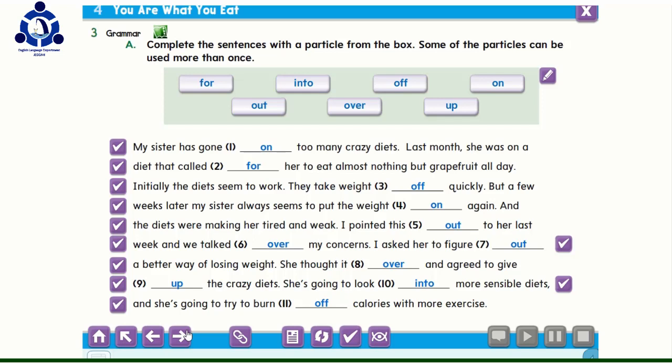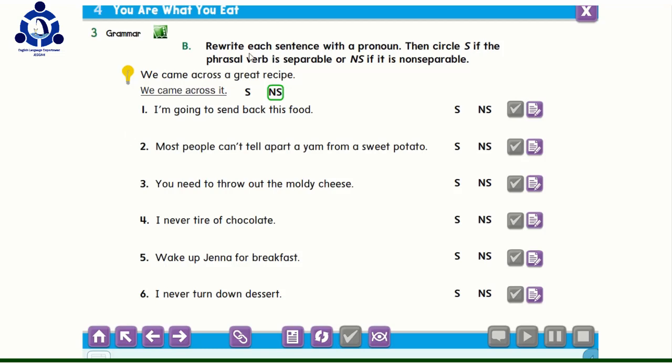Look at now exercise B. Let's look at exercise B. At the same page, page 57, rewrite each sentence with a pronoun. Then circle S if the phrasal verb is separable, or NS if it is non-separable. Okay, this is an example. We came across a great recipe. So he wants you to rewrite this sentence using a pronoun instead of a noun. So we came across a great recipe. We came across it. It refers to a great recipe. Okay? Is it separable or non-separable? We cannot say we came it across. Okay? So it is non-separable. We cannot separate them.